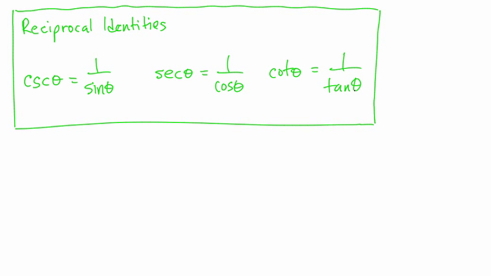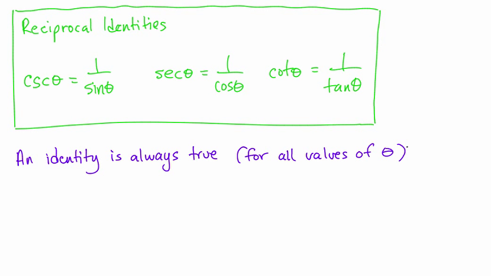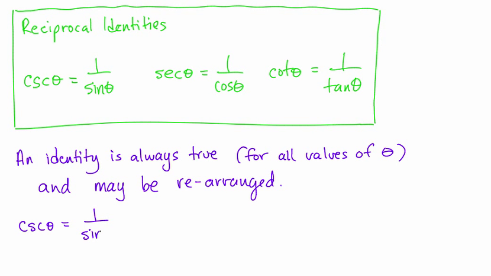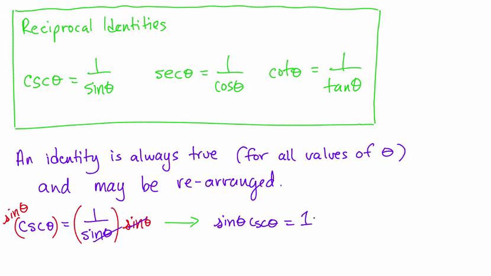And as I said before, an identity is always true for all values of theta. And as I just mentioned, the identities may be rearranged. For instance, the first one, cosecant theta equals 1 over sine theta, that is always true. And because it is always true, you can do mathematical things to it. For instance, I can multiply both sides by sine theta, and I would get sine theta times cosecant theta equals 1, which was what I was trying to show earlier.